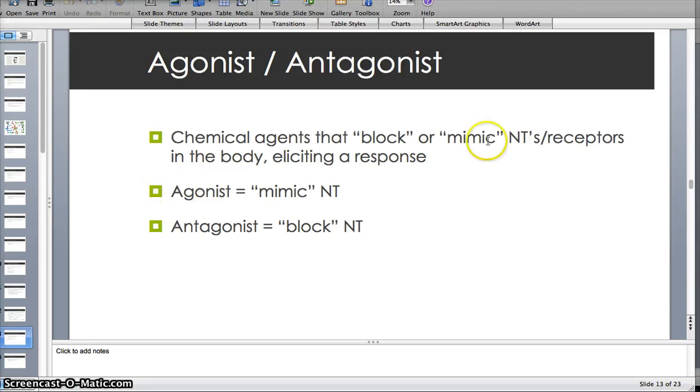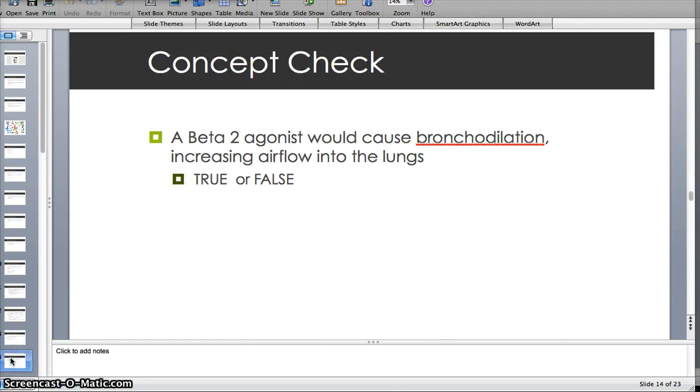So an agonist mimics a neurotransmitter. You can think about it as having the same response of a given neurotransmitter. Whereas an antagonist blocks a neurotransmitter. So think about that lock and key. It blocks that lock, so to speak, so that the key can't bring about its response. So kind of a concept check going off of that.